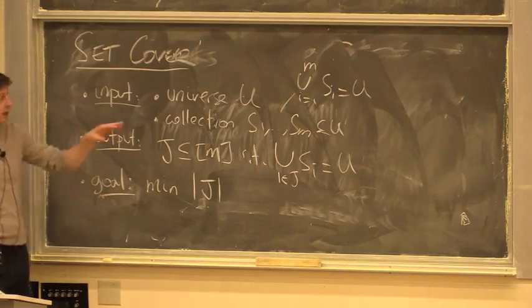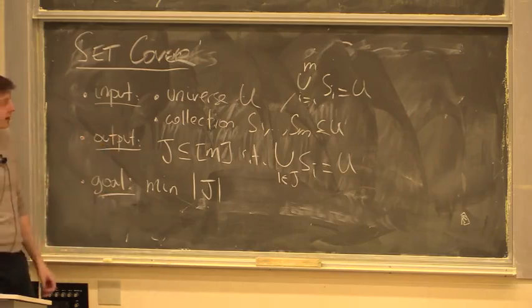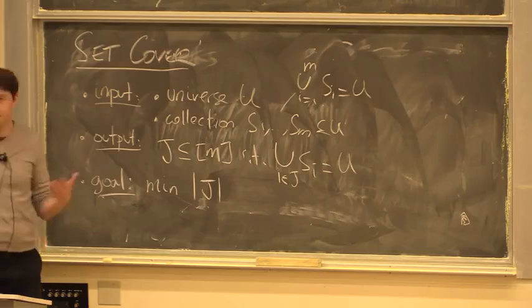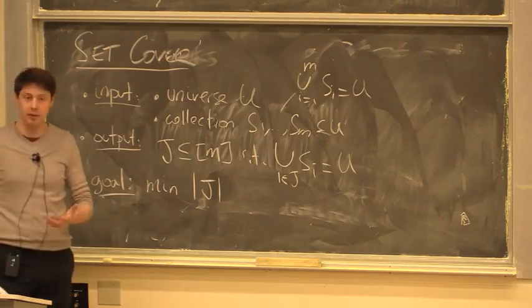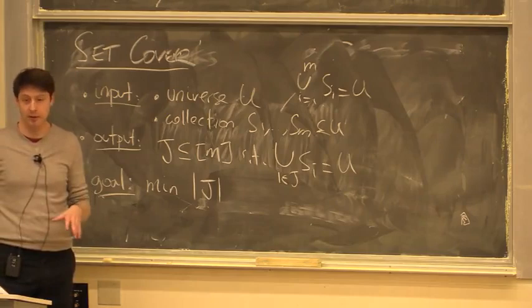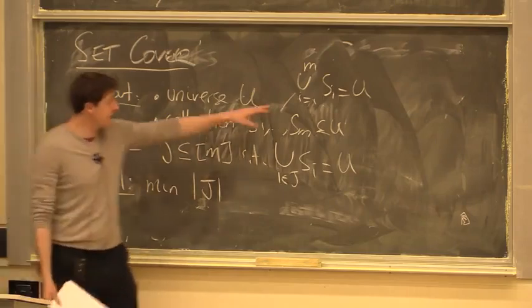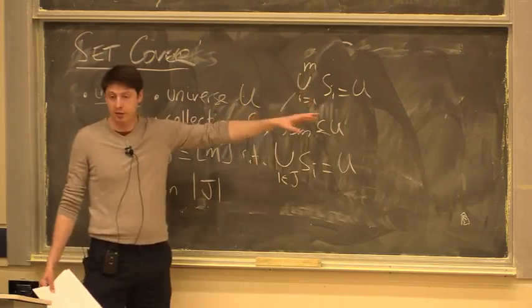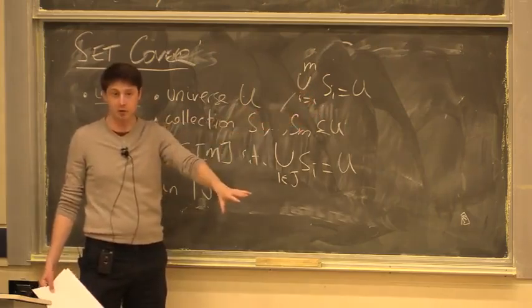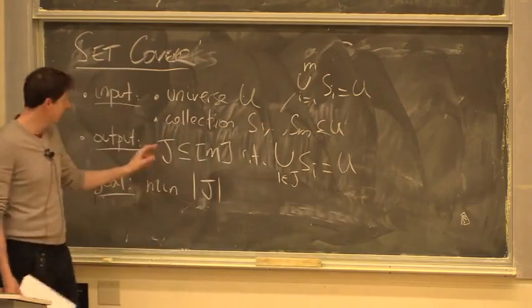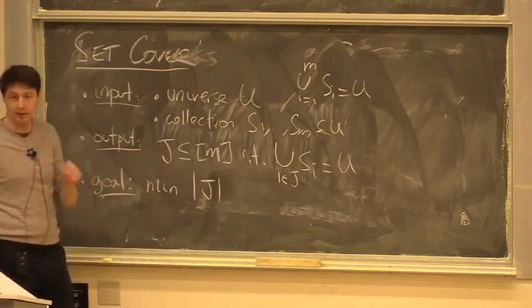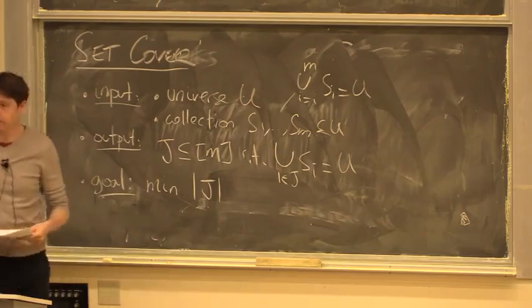And again, it is similar to the scheduling in that we don't care how they look. Some sets may be big, some sets may be small. Doesn't matter, we just pick the smallest collection. For instance, if there was one set here that covers the entire universe, that's an okay output. You just output that one, and you have an index set that is a singleton. Okay?